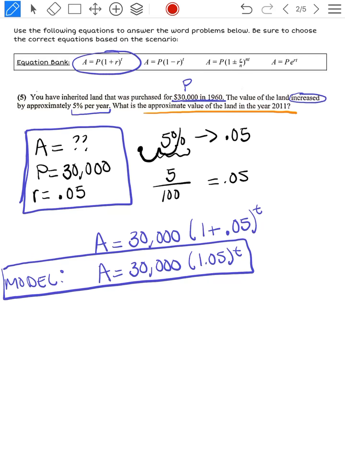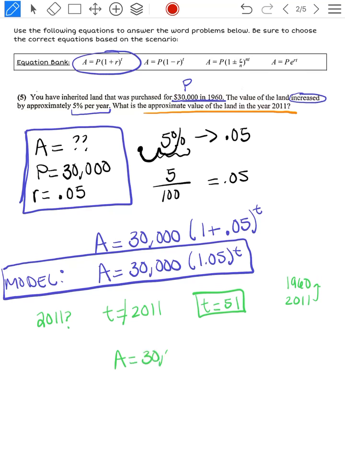This is the model that represents the situation. And notice I haven't replaced T yet because then it's not a model anymore, it's finding an answer. So we want to keep T a variable so that we can use this model at any time. In this specific problem, the question was, okay, then what is the land worth in 2011? That does not mean T is 2011. T is how many years have gone by. So from 1960 to 2011, how many years went by? Well, that's 51 years. And I can find that by just subtracting these two. So T is 51. So I'm going to have A is equal to 30,000 times 1.05 to the 51 power.